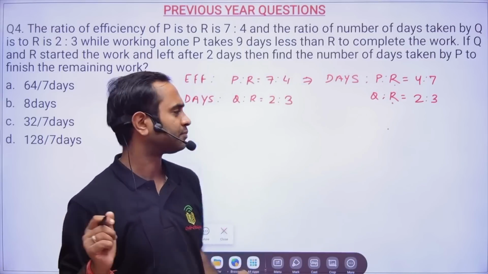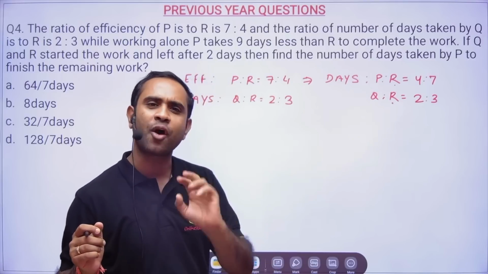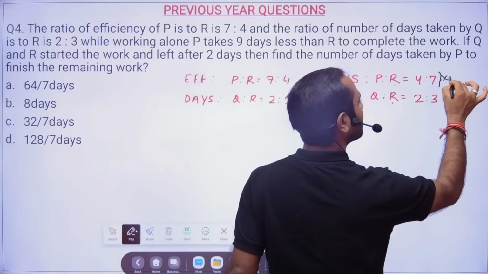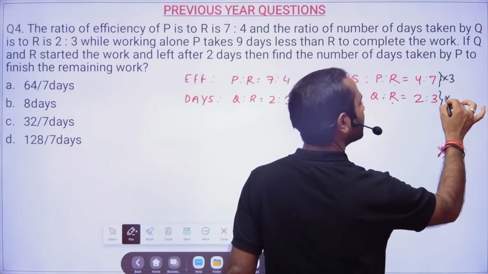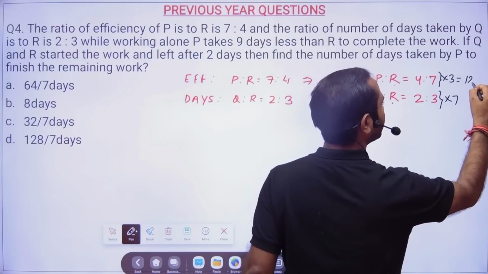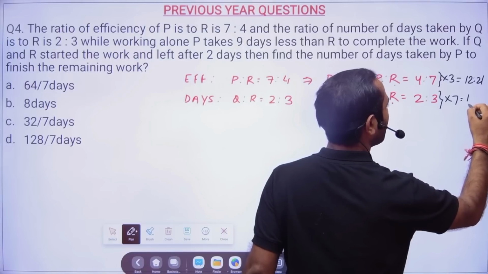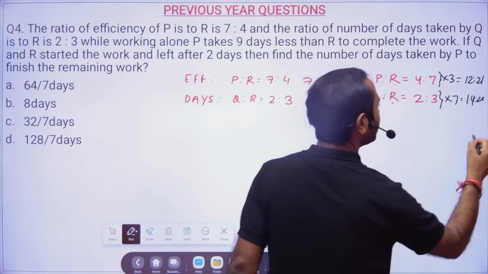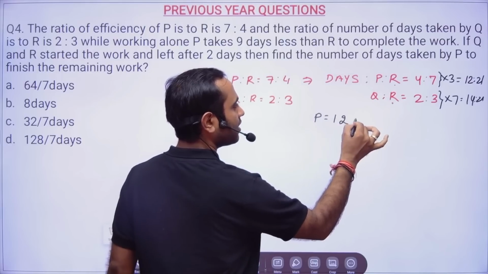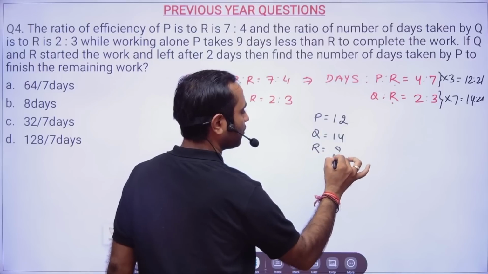Simple. Okay. Now, friends, here R is at 2 different places. How can it be different? That is not possible, sir. So what I will do, I will make it the same. I will multiply by 3 here and multiply by 7 here. Now see, the ratio becomes 12:21 and here the ratio becomes 14:21. So now I know P can do the work in 12 days, Q can do the work in 14 days and R can do the work in 21 days.